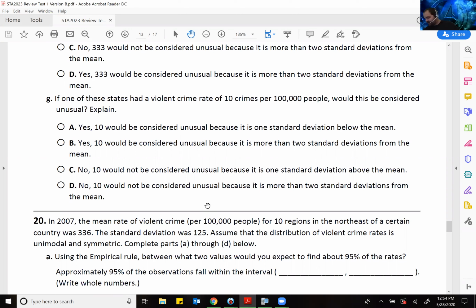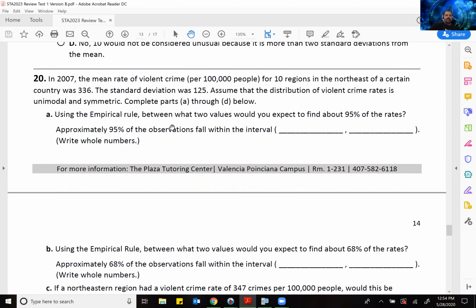So there's question number 19. Question number 20. Here we go. In 2007, the mean rate of violent crimes for 10 regions of the northeast of a certain country was 336. The standard deviation was 125. Assume the distribution is unimodal and symmetric.